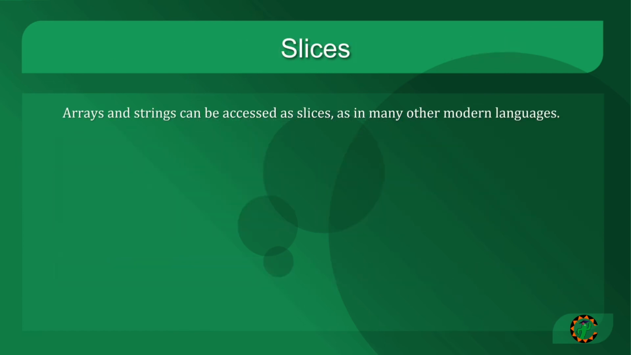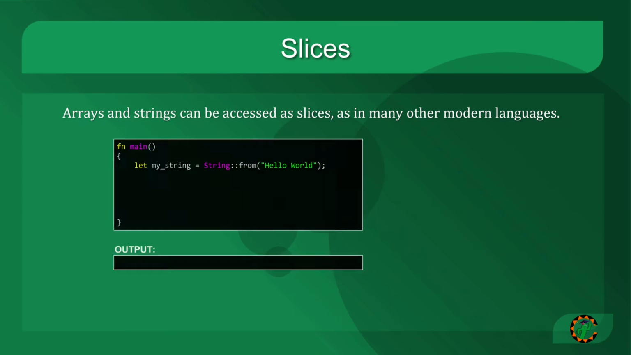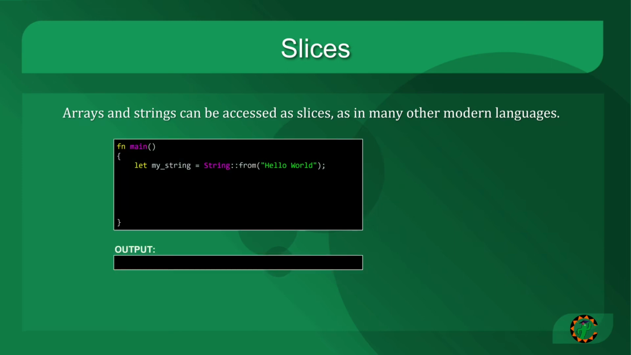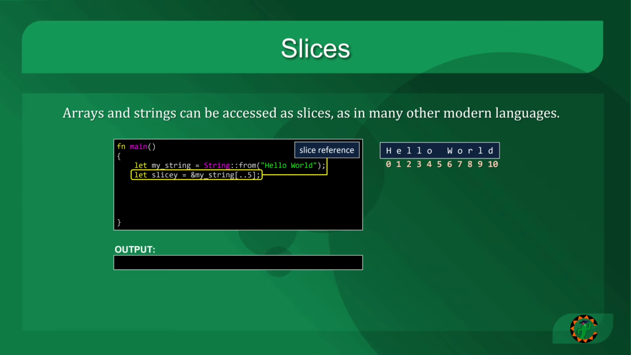A nice feature of Rust missing from most systems languages, but present in many scripting languages, is the ability to access slices of an array or string. Our example starts with the allocation of a string, hello world. We'll also put the string's characters to the right, along with each character's index. Here we create a variable, slicey, that goes from the beginning of the string and terminates before the 5th character. It is a slice reference. It does not own the memory, but is borrowing a section of it.